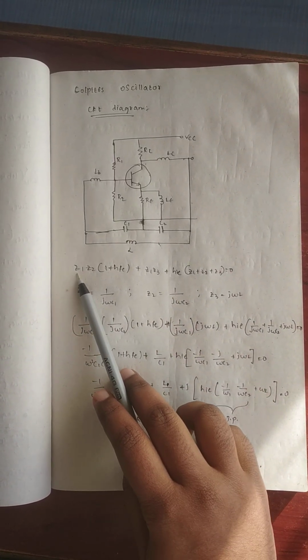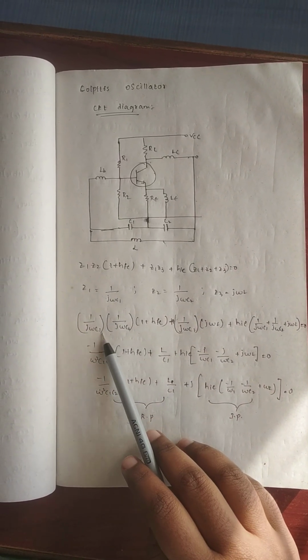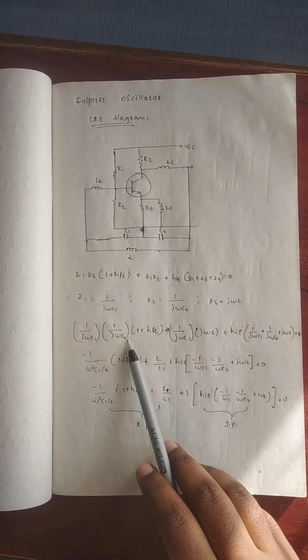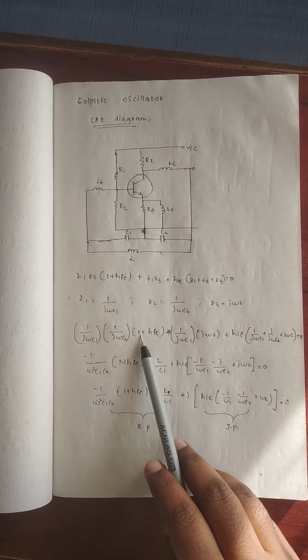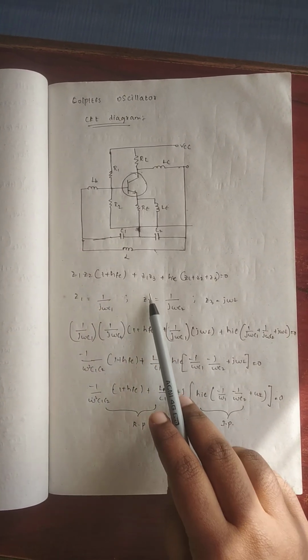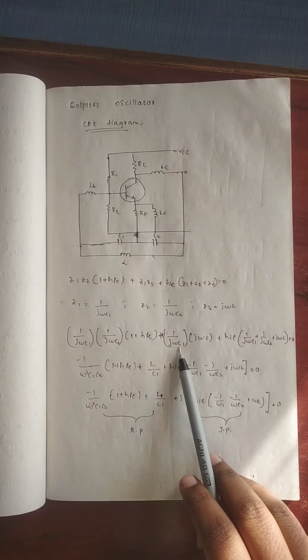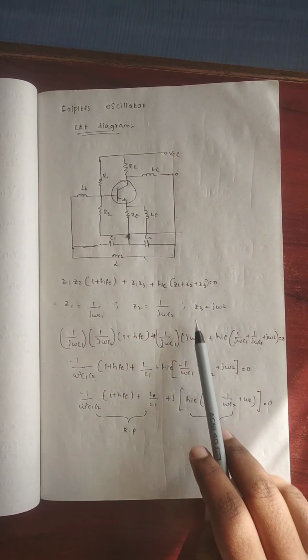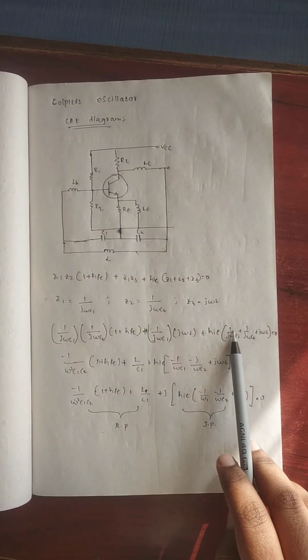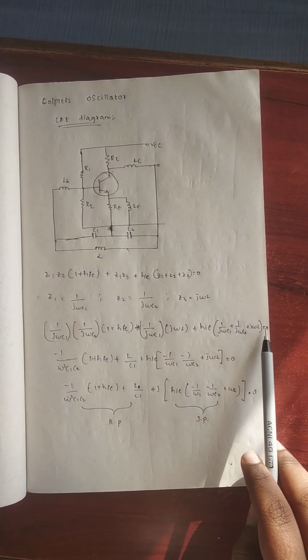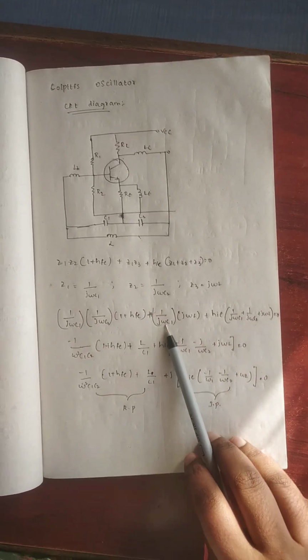In the place of Z1 we have to write 1 by j omega C1, and in place of Z2 we have to write 1 by j omega C2, into (1 plus HFE) as it is already there here, plus Z1, in the place of Z1 1 by j omega C1, and in the place of Z3 j omega L, plus HIE into (1 by j omega C1 plus 1 by j omega C2 plus j omega L) is equal to 0.